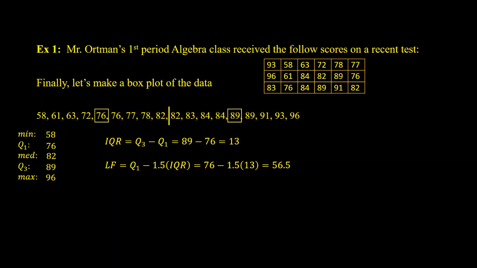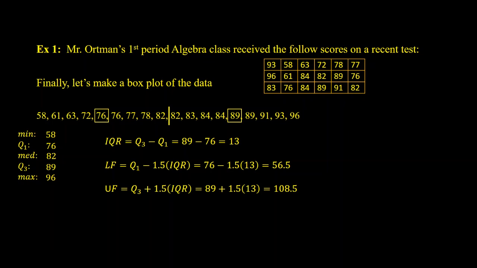The upper fence will be Q3 plus 1.5 times the IQR. For this example, it's 89 plus 1.5 times 13, which is 108.5. Now the lower and upper fences are important because if our minimum or maximum values are outside of the fences, we consider them an outlier. If they're inside the fence, then we really don't even worry about the fence, but I'll show you on the graph how we do this.